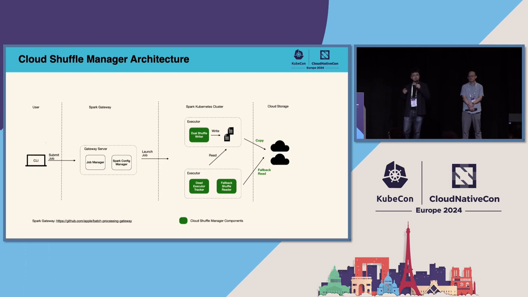Here is the overall architecture of our solution. On our side, we build the whole platform with Spark Gateway. Spark Gateway is also an open source project. You can check the link and go there. It can help you run Spark jobs very easily on Kubernetes. And we enhanced that to add a Spark config manager, so it can inject Cloud Shuffle Manager related configuration, and the user doesn't need to do too much work. Then on the right side is how the Cloud Shuffle Manager is implemented. The green blocks are the new components we add into Spark.